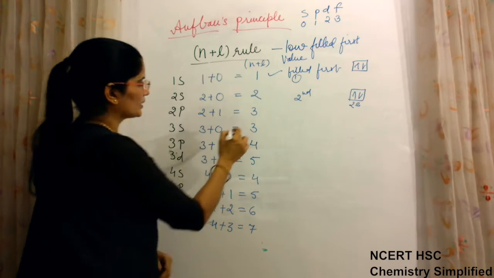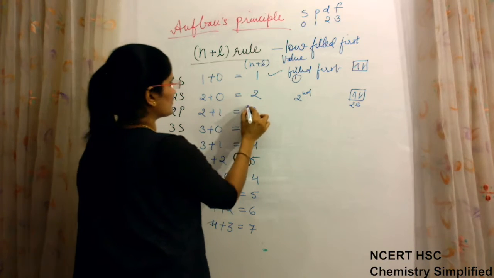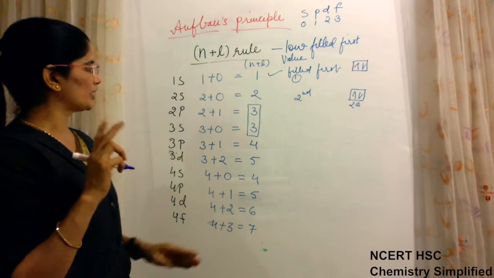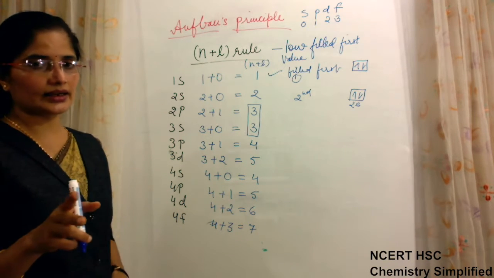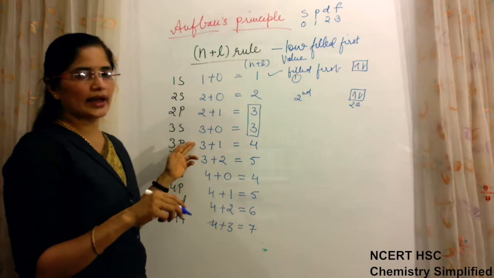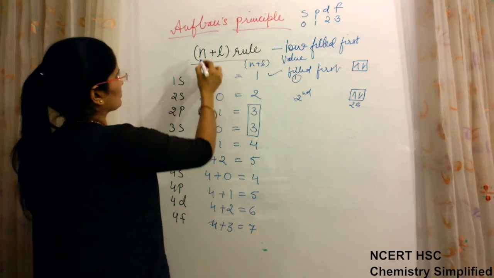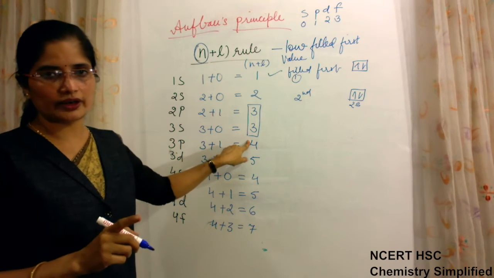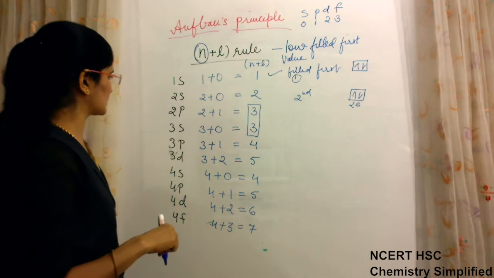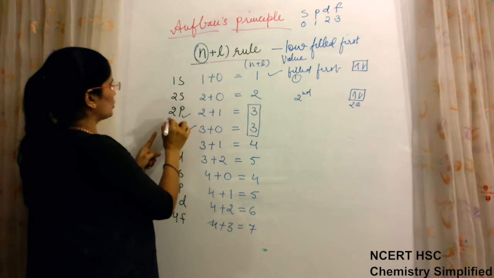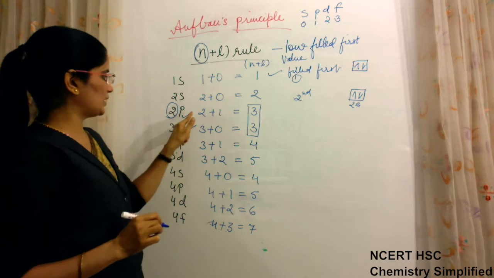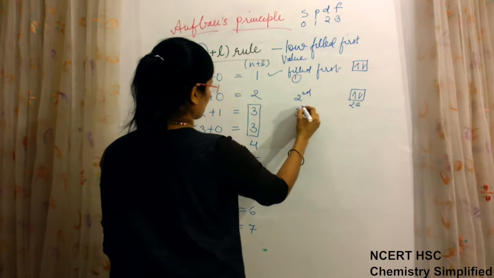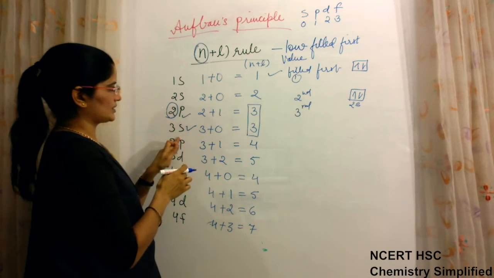Now we'll see. There are 2 subshells which have the same value for n plus L. When we have the same value for n plus L for any 2 orbitals, we see which out of the 2 has the lower value for n. If this value comes the same, then we have to look for the lower value of n, and that will be filled first. Okay, so out of this and this, the lower value of n is for 2p. Here it is 3, here it is 2. So 2p will be filled first, before 3s.